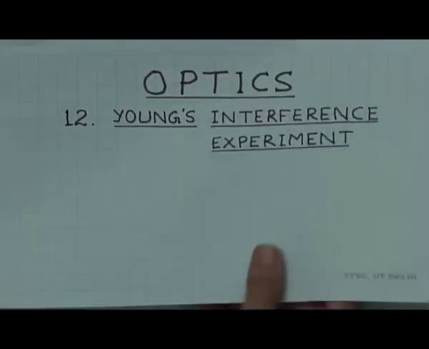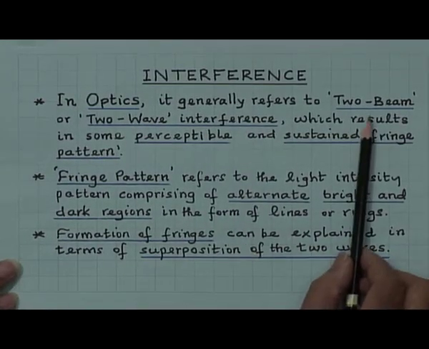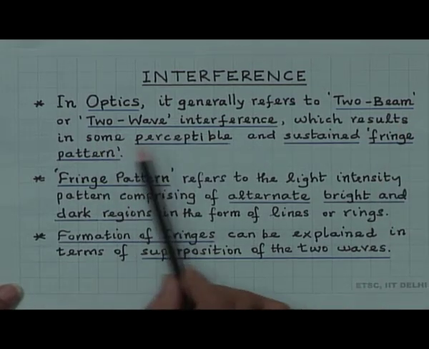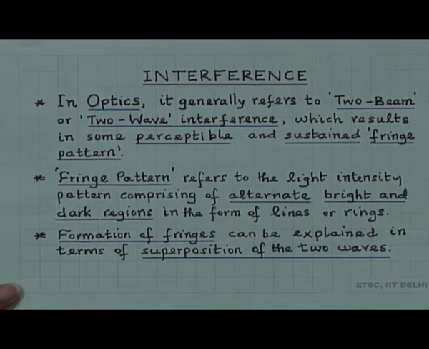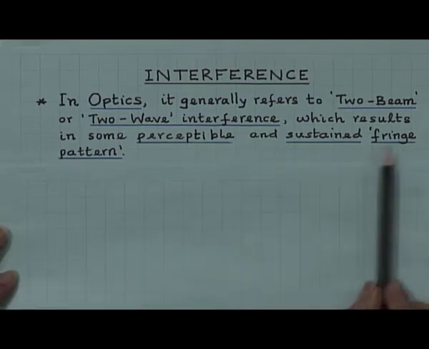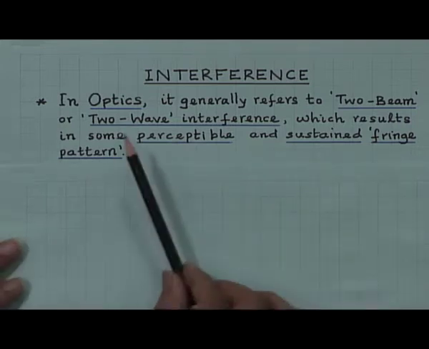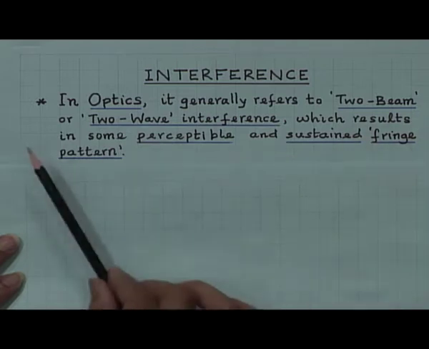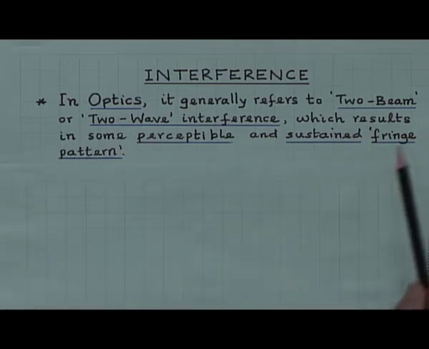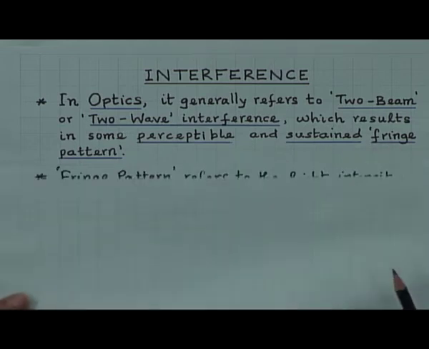First of all, interference in optics generally refers to two beam or two wave interference, which results in some perceptible and sustained fringe pattern. We will discuss what this fringe pattern is in the later part of the lecture. So, we generally refer to two beam or two wave interference, which results in a perceptible and sustained fringe pattern.